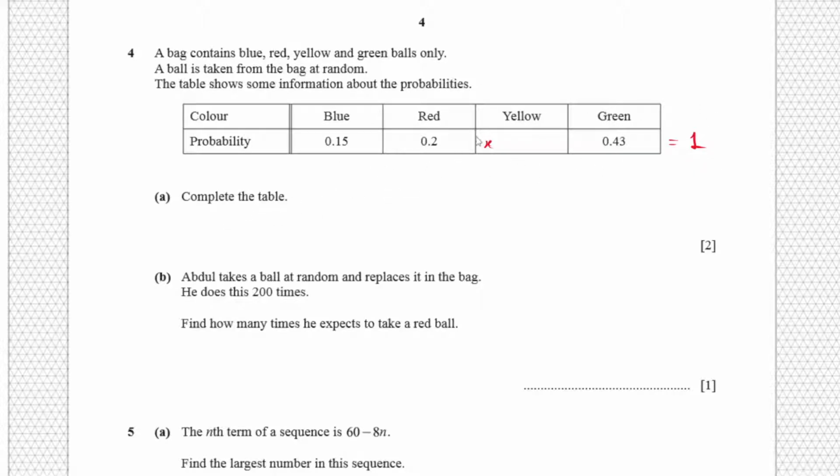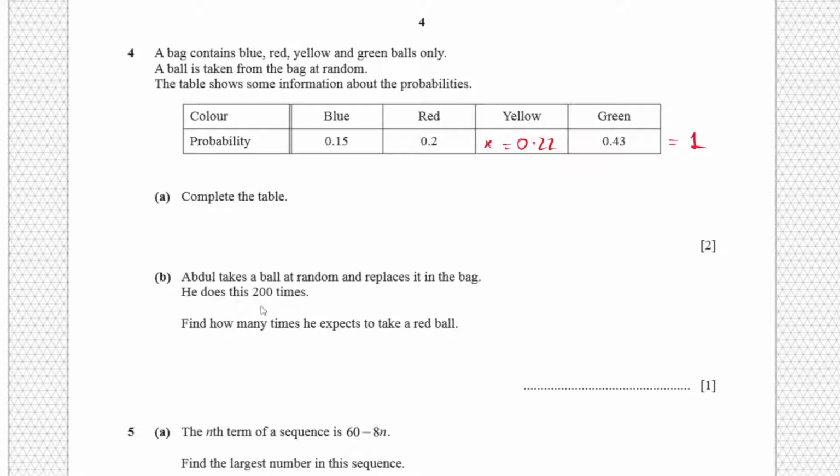For that one, just do 1 minus all of that, get rid of all of that, see what's remaining. So 1 minus 0.43 minus 0.2 minus 0.15 gives me 0.22. Another way to do this, add this all up, write this as x, do some simple algebra, you will get to 0.22.